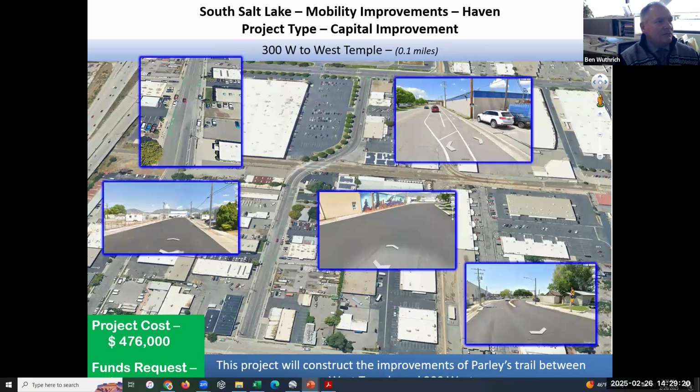The next project is a request from South Salt Lake, the mobility improvements along Haven. This is between 300 West to West Temple, about 1/10 of a mile, to construct missing sidewalk. This estimated cost is $476,000. Funds being requested are $443,000+.